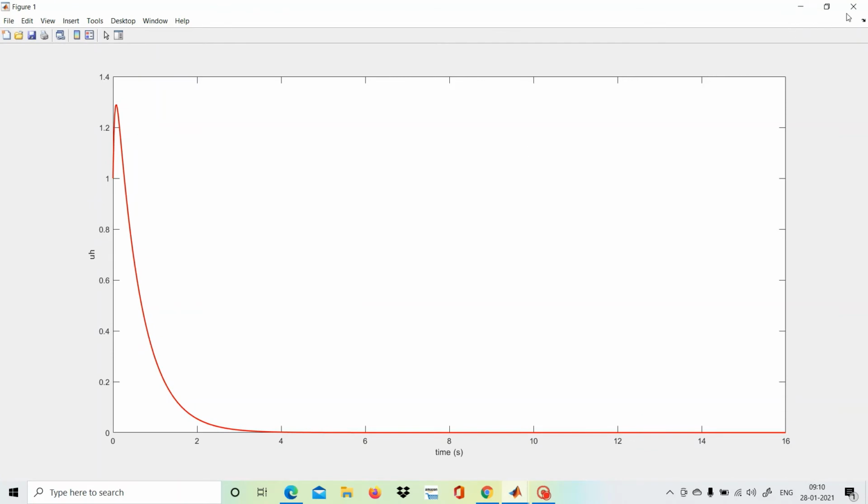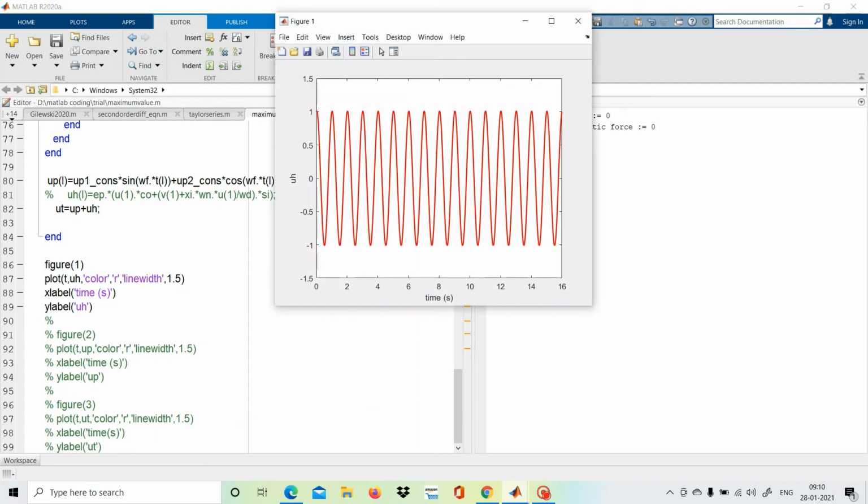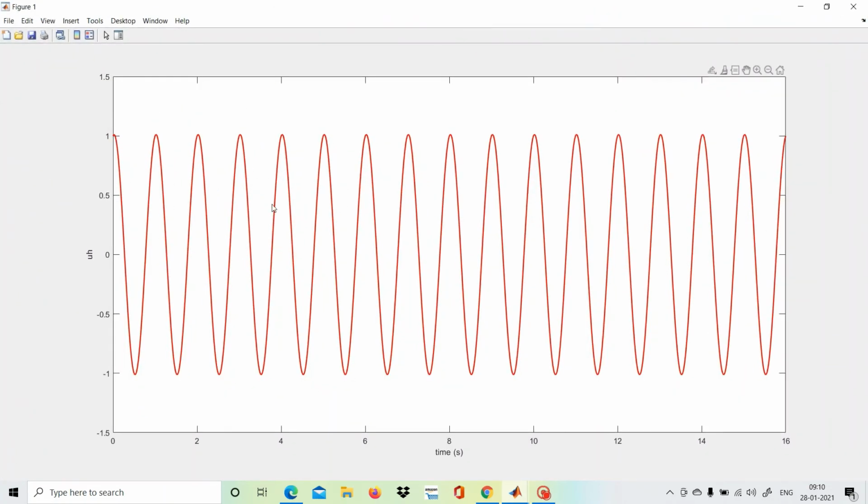So we have seen all three cases, and one extra case we have studied, where xi equals 0, that would be undamped, so we put xi equals 0. If there is no damping, then we know that the oscillation will continue, so there would be no decay at any duration, it would continue forever. So damping helps us to diminish the oscillations.